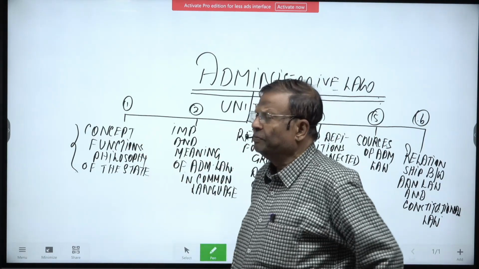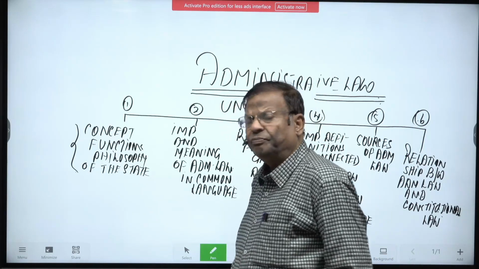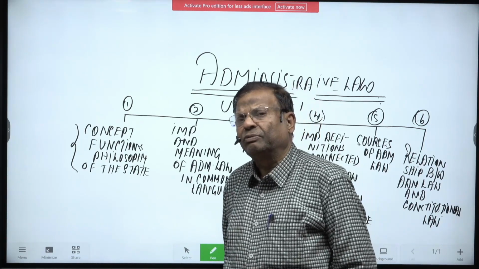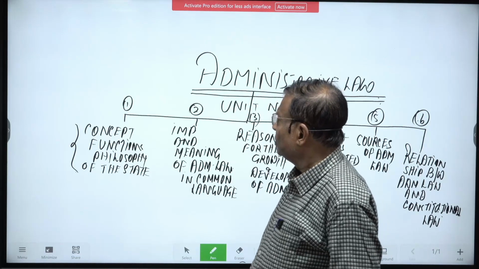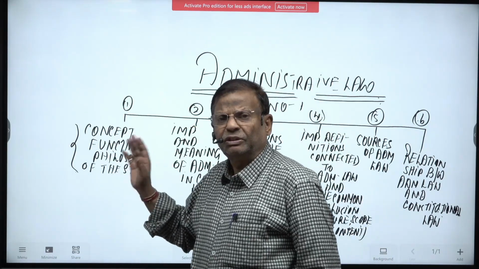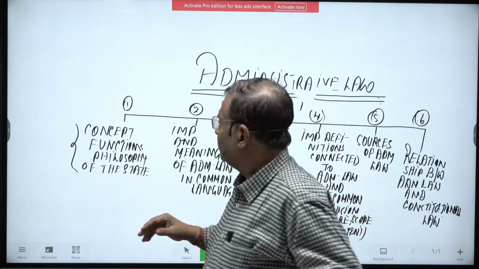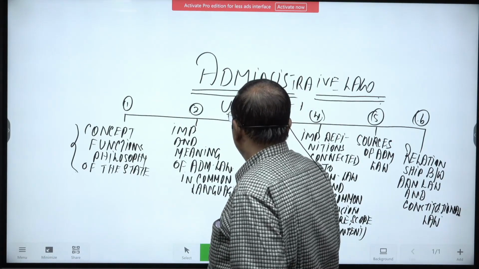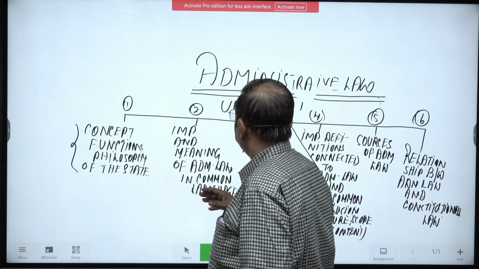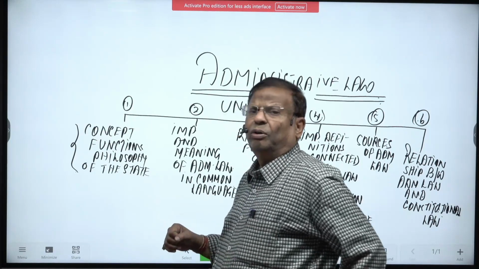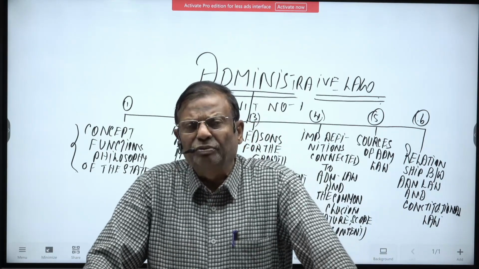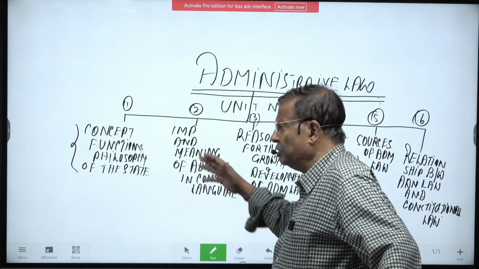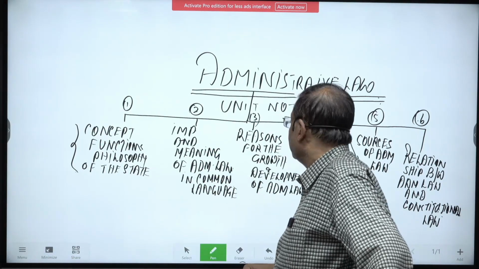The first one is the concept, functions and philosophy of the term state. This is the first item of study. The second one is the importance and meaning of administrative law in common language.